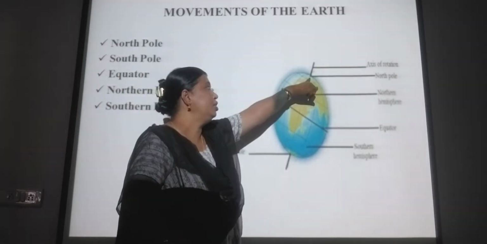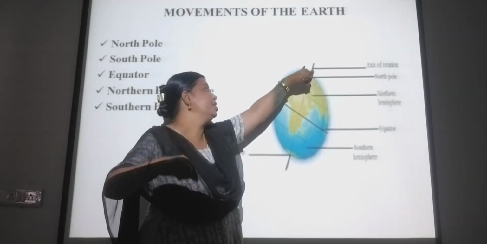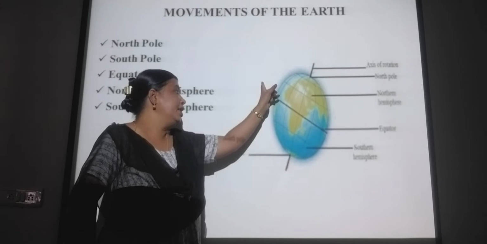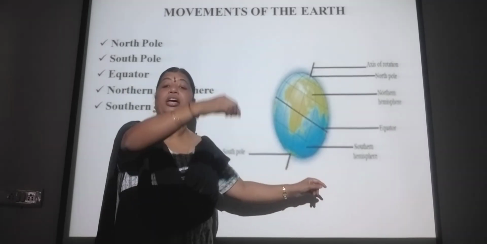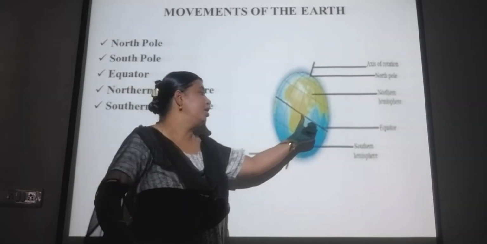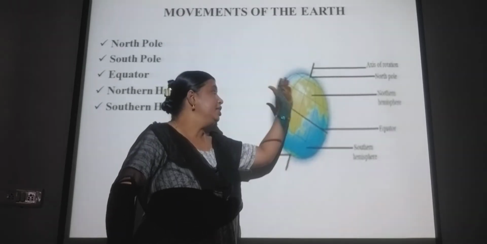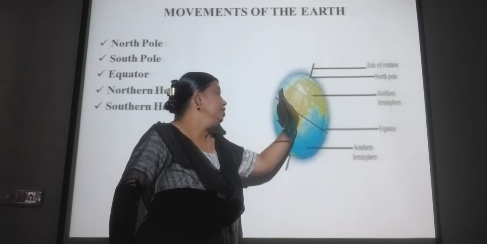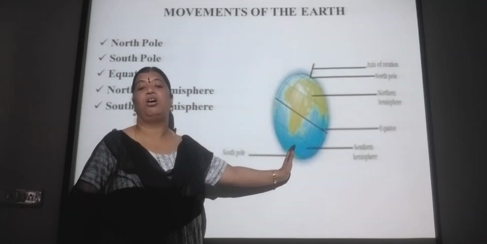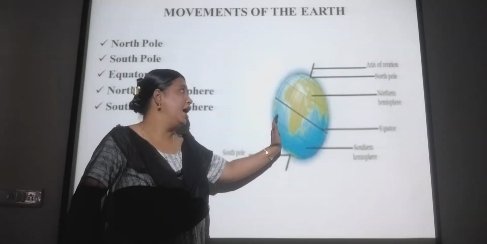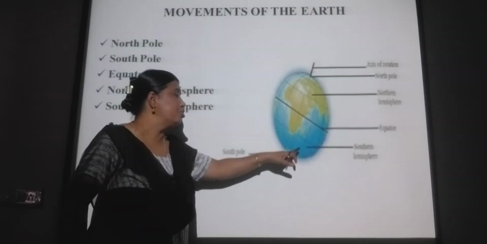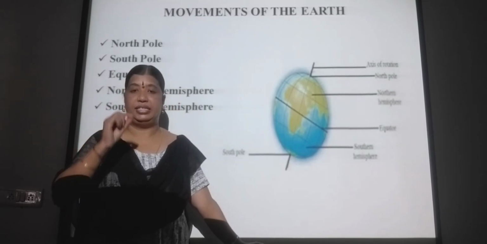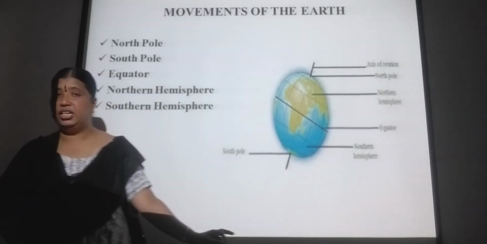Now the north tip part is called the north pole. The southern tip is called the south pole. An imaginary line which is drawn in the middle of the earth is called the equator. The part above the equator is called the northern hemisphere. The part below the equator is called the southern hemisphere. And an imaginary line which is drawn from the north pole to the south pole is the axis. Right, children? So let's move further.